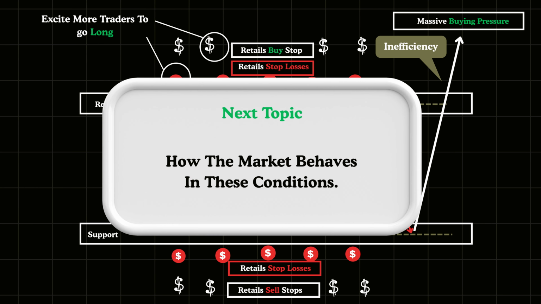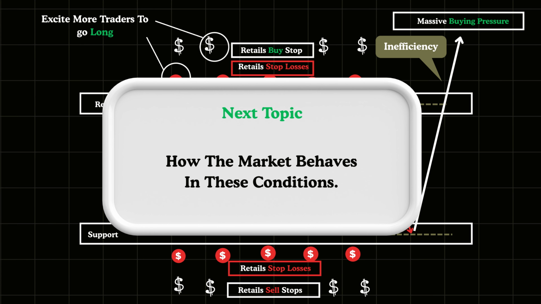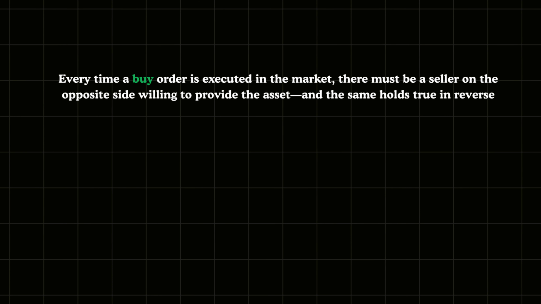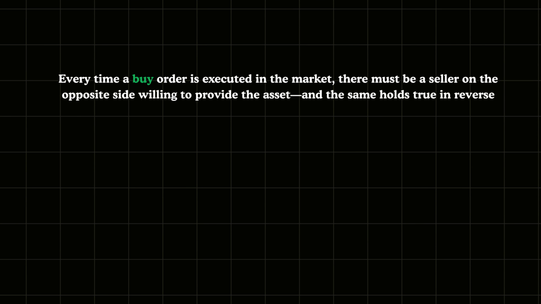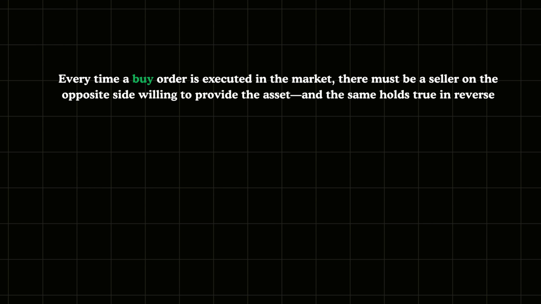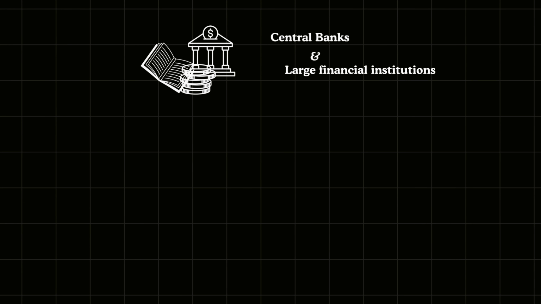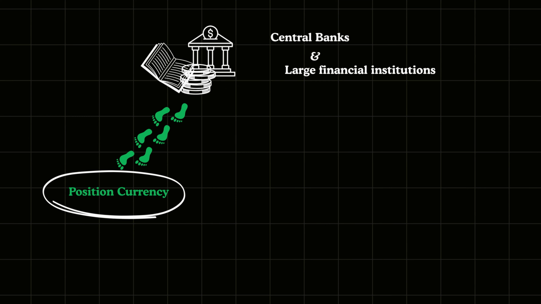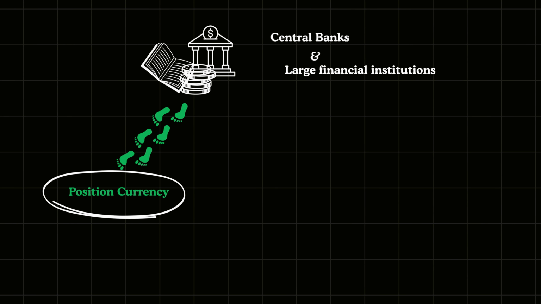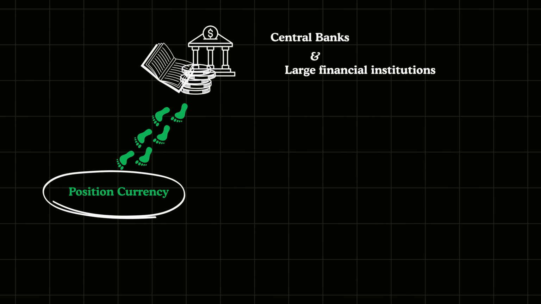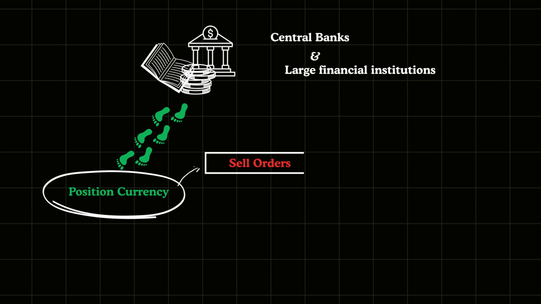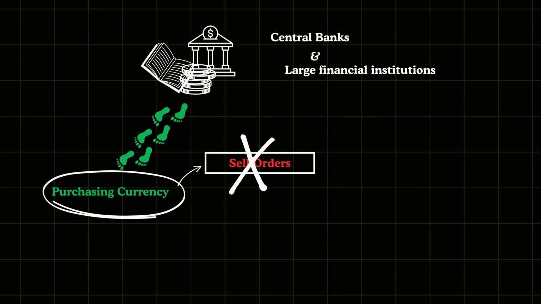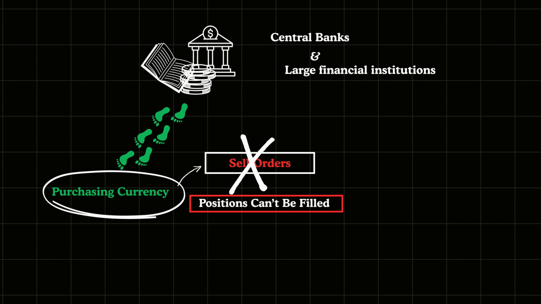Now, let's examine how the market behaves in these conditions. Every time a buy order is executed in the market, there must be a seller on the opposite side willing to provide the asset, and the same holds true in reverse. Now, let's suppose that major financial institutions want to accumulate a large position in a currency pair. To do this effectively, they need a substantial number of sellers and corresponding sell orders in the market. This is crucial, because without enough sellers, those large buy positions can't be filled.